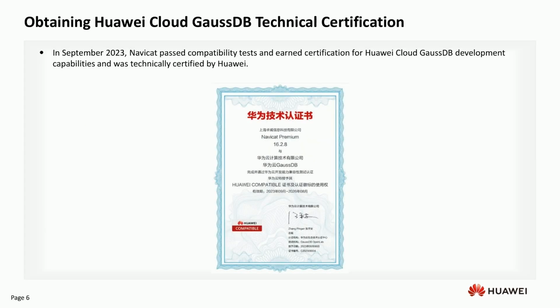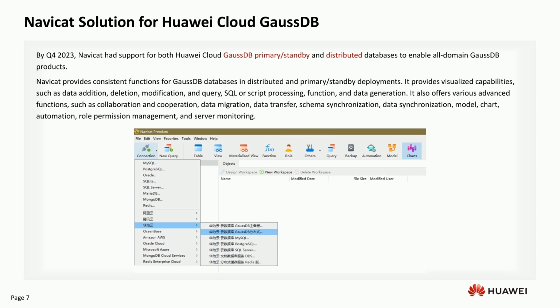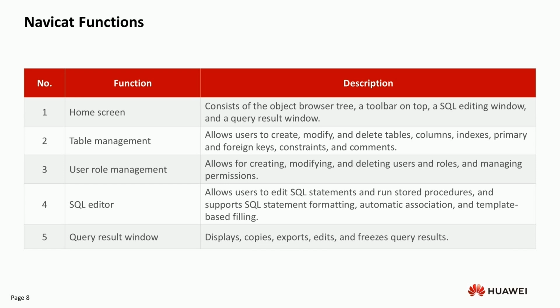In September 2023, Navicat passed compatibility tests and earned certification for Huawei Cloud GaussDB development capabilities, and became a long-term partner of GaussDB. Currently, Navicat supports Huawei Cloud GaussDB primary, standby, and distributed deployments. In the latest Navicat version, you can select Huawei Cloud GaussDB from the drop-down list of connection. Navicat provides 5 functions: home screen, table management, user role management, circle editor, and query result window.